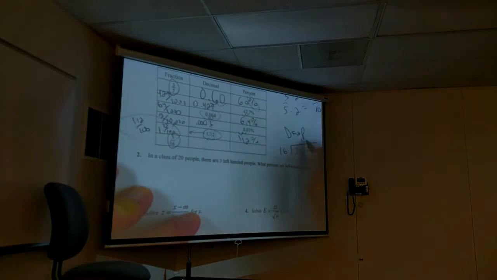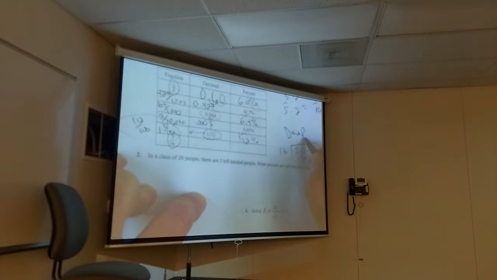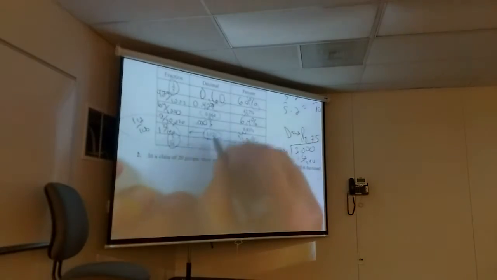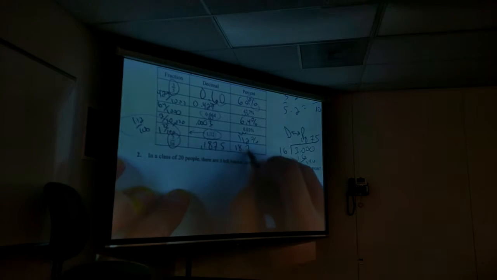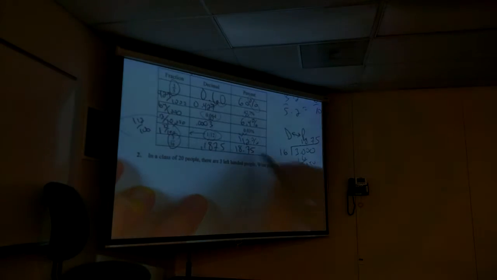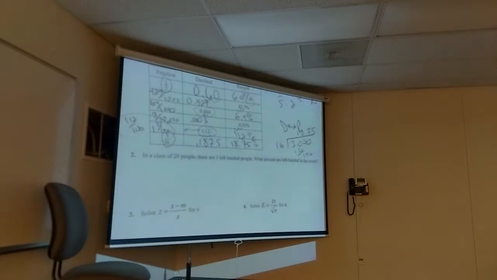116, 140. What do you get? 1, 8, 9. What's that? 1875. All right, good. I'm just bored. 1875, and then you have to move it over: 18.75%. If you took 75%, cut it in half, you get 37.5. You cut that in half again, you get 18.75.